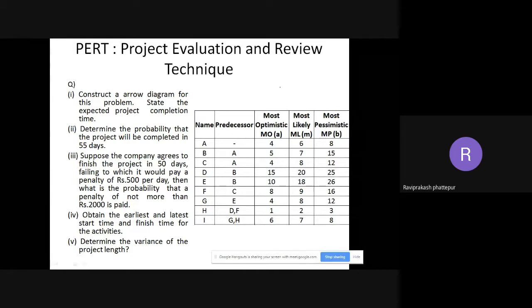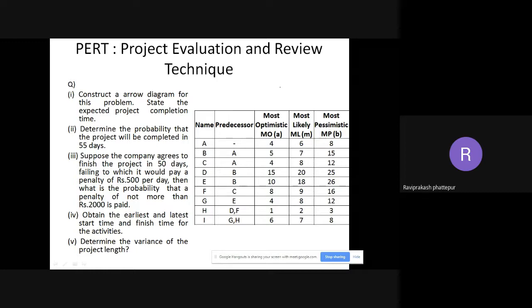So this means what is the actual time duration that you may take. Okay, so that is most likely. Then most pessimistic. That means the maximum amount of time that you will be taking. So that is the most pessimistic. So if you see for activity A, 4, 6, and 8. So 4, as I told you, is the lowest time taken by any person for that particular activity. So that is 4 days.